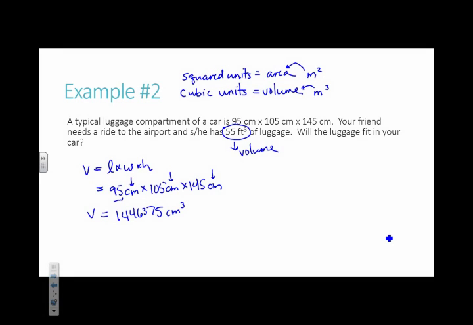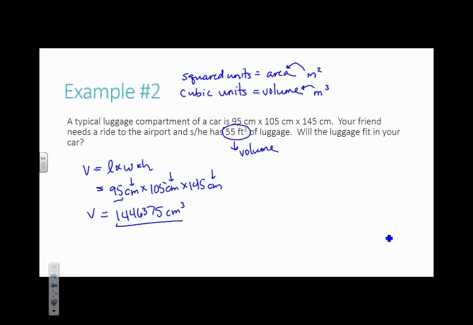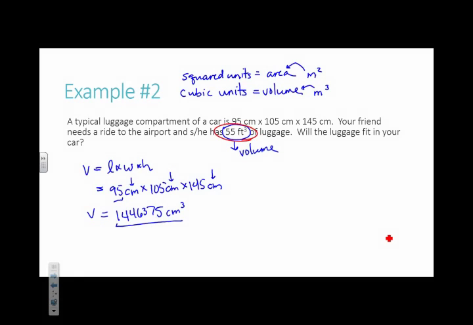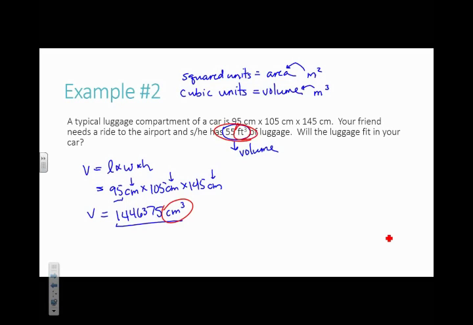Now we have a couple of choices. I have a volume here that is the capacity of my car to take luggage. I have a volume up here that is the volume of the luggage. They don't have the same unit. I have centimeters cubed here, I have feet cubed here. I can't compare those two unless you're brilliant, in which case you should be teaching the class. Which isn't to say that I'm brilliant.